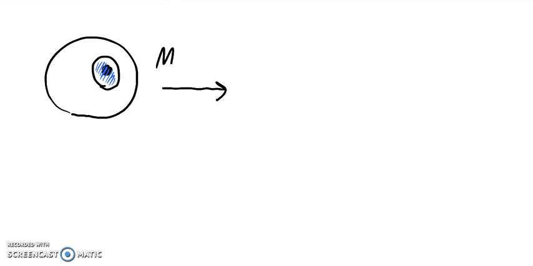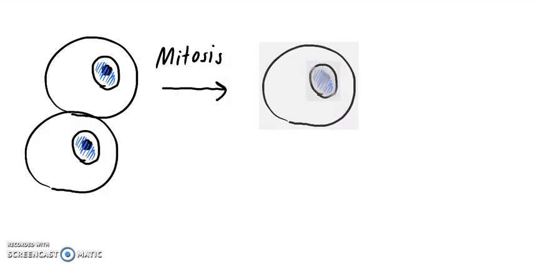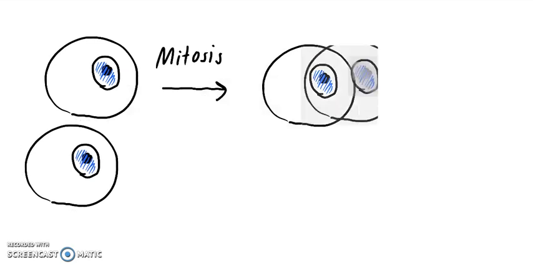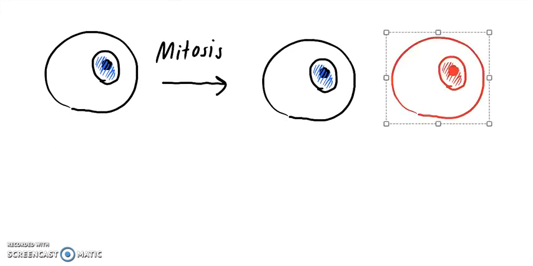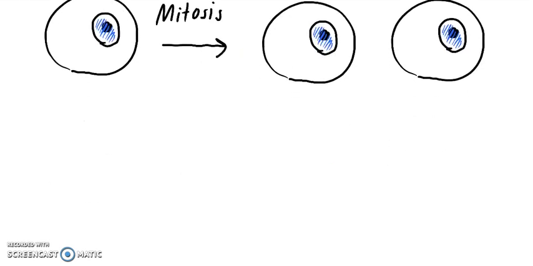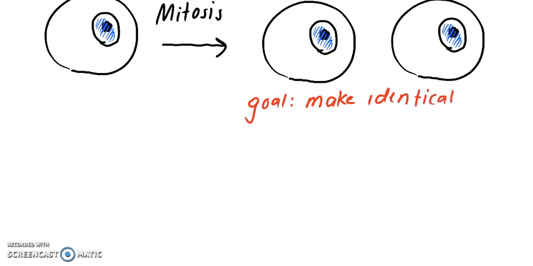The goal of mitosis, again, is to simply make a copy. So at the end of mitosis, you can expect to have two copies. Looks like eyeballs here. So the goal is to make an identical copy.